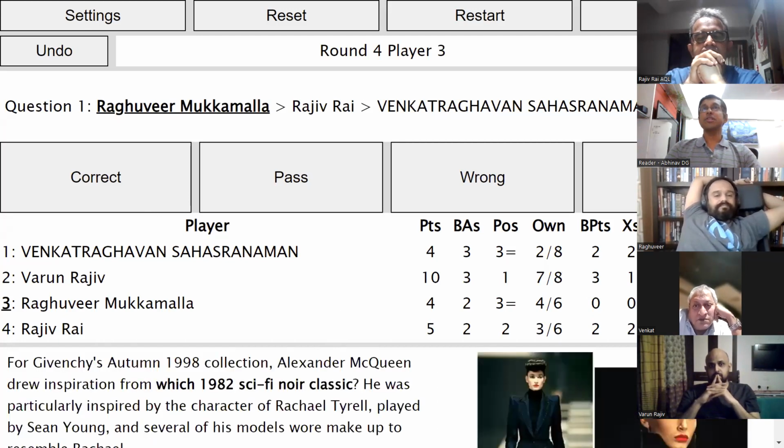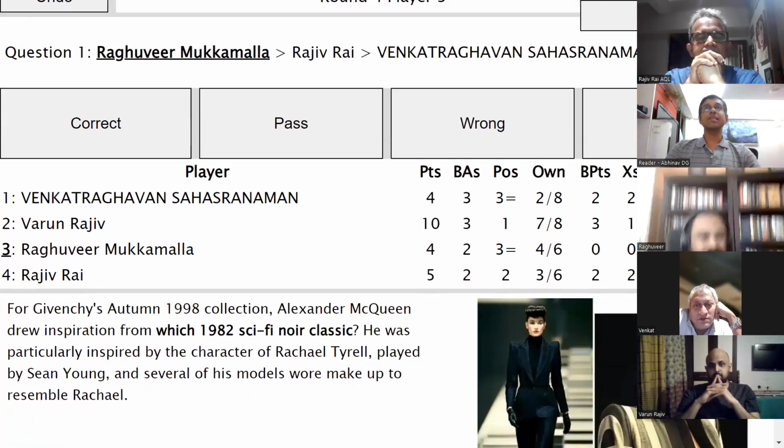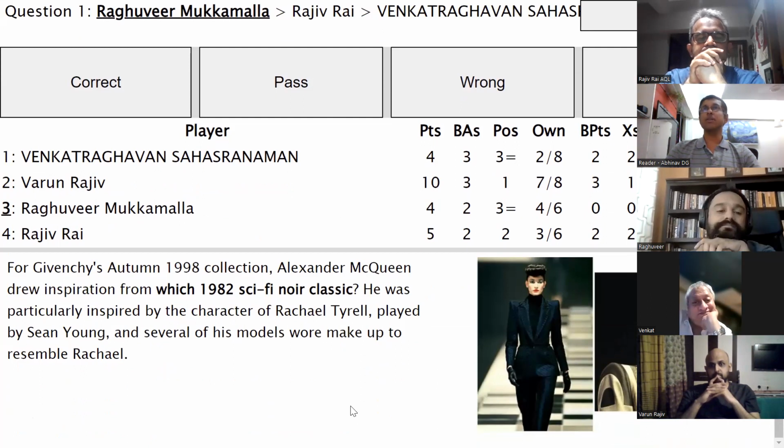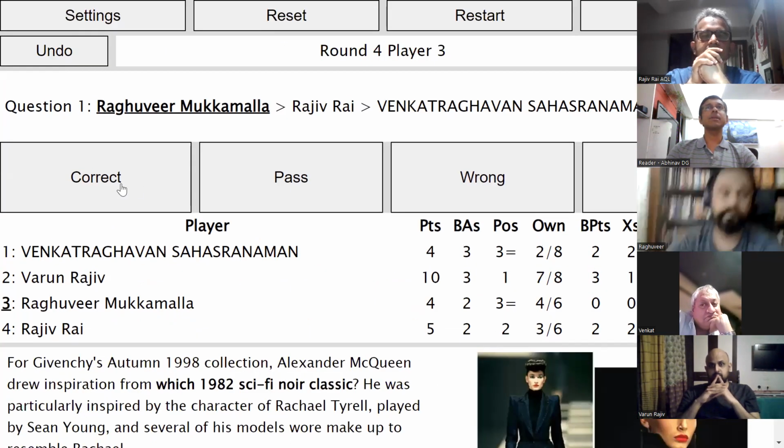Raghuveer, for Givenchy's autumn 1998 collection, Alexander McQueen drew inspiration from which 1982 sci-fi noir classic? It's particularly inspired by the character of Rachael Tyrell, played by Sean Young, and several of his models wore makeup to resemble Rachael. Blade Runner. Blade Runner is correct. Ridley Scott.